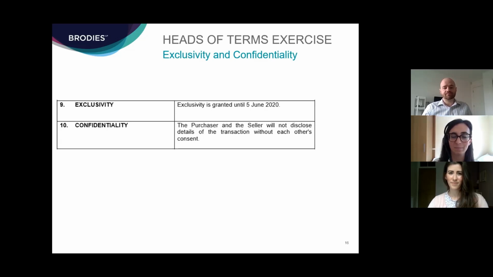And that then moves us, as I say, kind of touched on it, but the most important wording, I think, all agents will know in heads of terms, is the without prejudice or subject to contract wording.